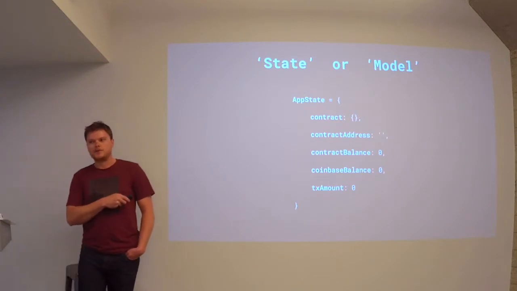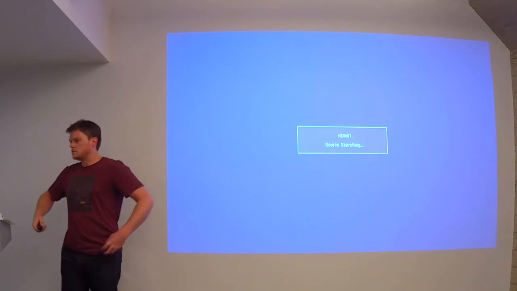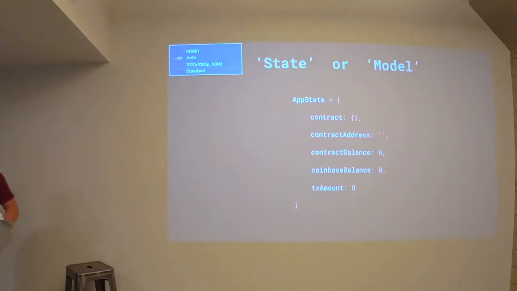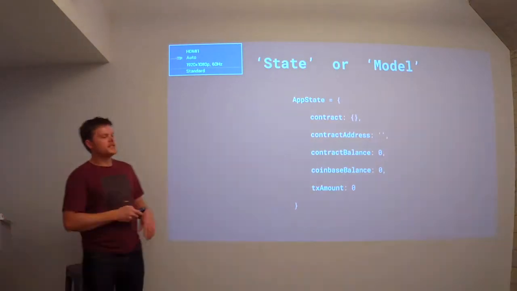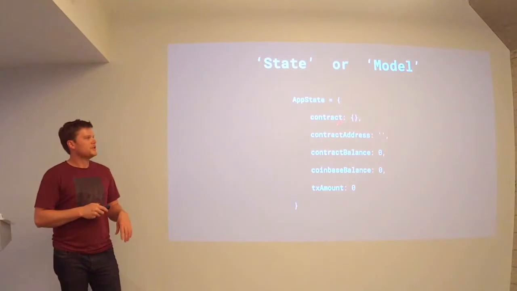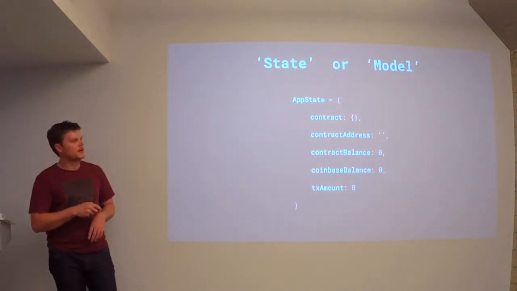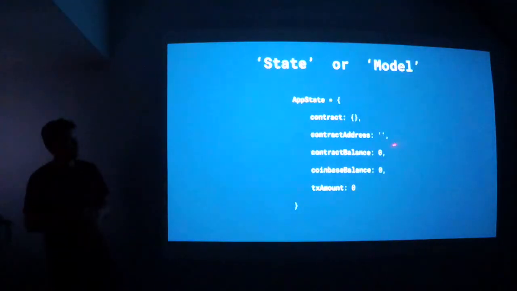But these are all just, since JavaScript doesn't really have types, since it doesn't have strong typing, I'm just loosely or weakly defining what the types are here, and the reader will have to infer.